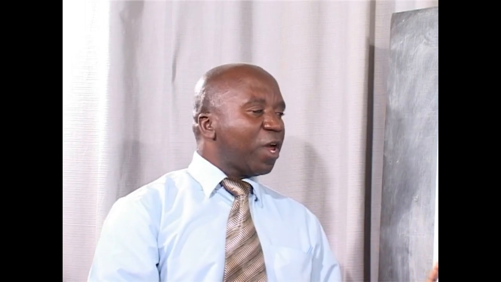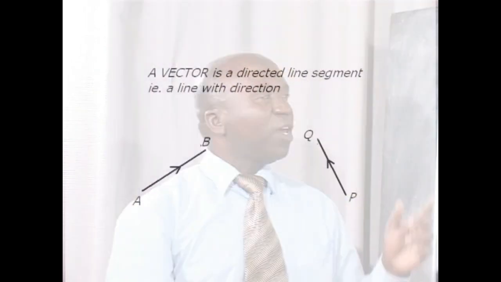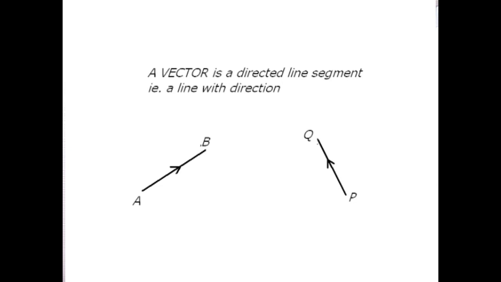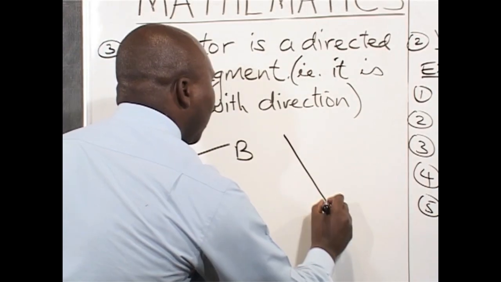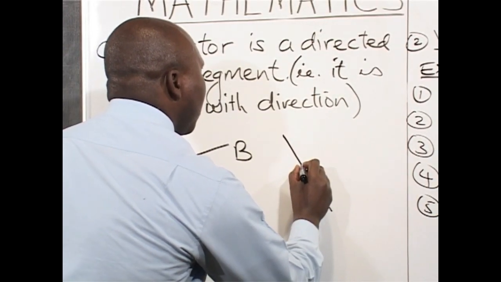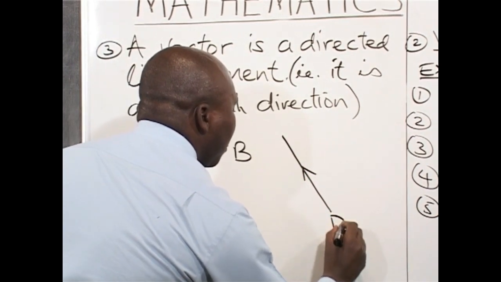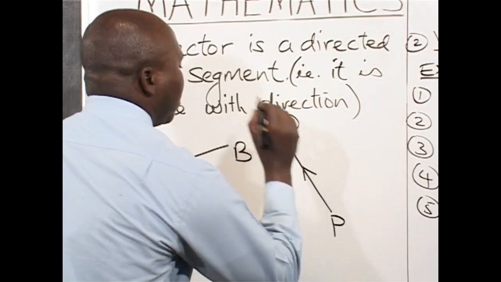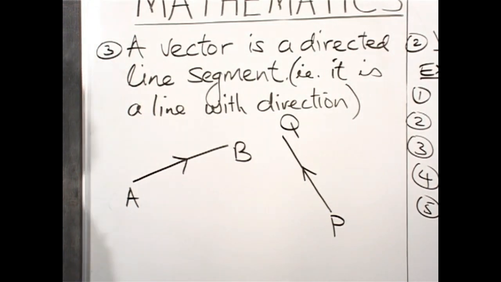It is not just a mere line. The arrow is now showing me that I am moving from A to B and not the other way around. So the arrow gives me the direction. So we say a vector is a directed line segment. A line and the arrow shows the direction. I can have another vector. I can move from P to Q. I can say the vector PQ. We are moving from P to Q.